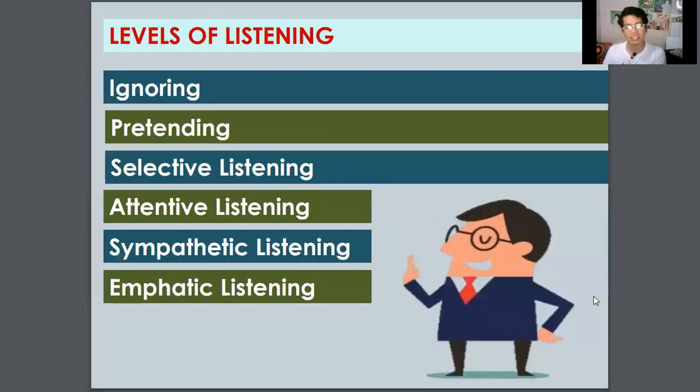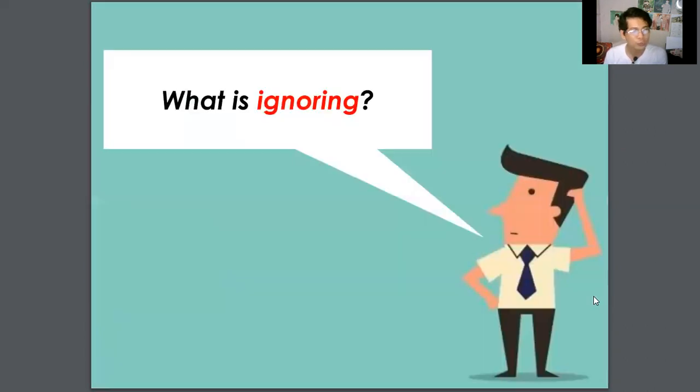The different levels of listening. So we have ignoring, pretending, selective listening, attentive listening, sympathetic listening, and empathic listening. So let's try to differentiate these different levels. Okay, so what is ignoring?